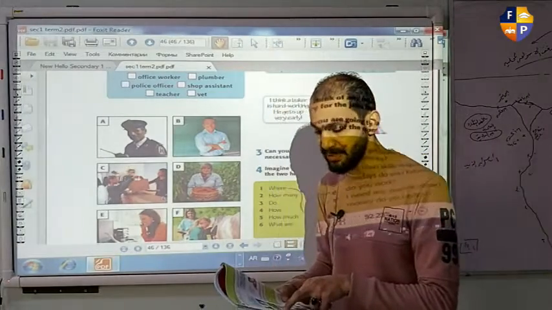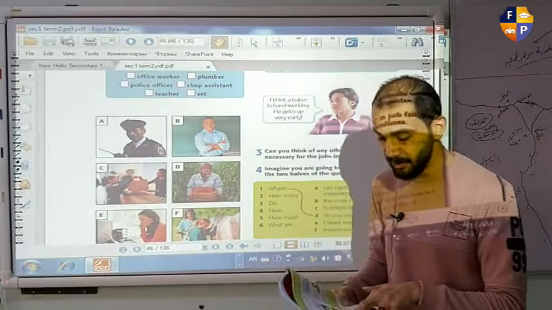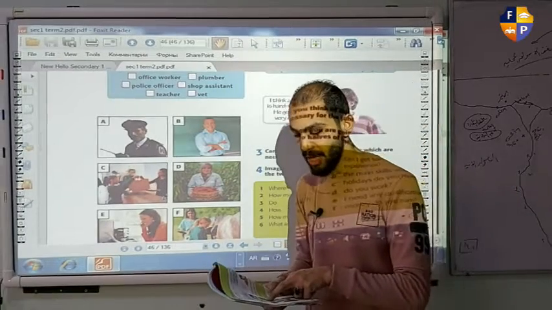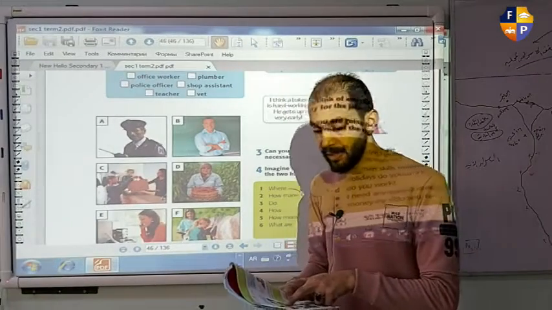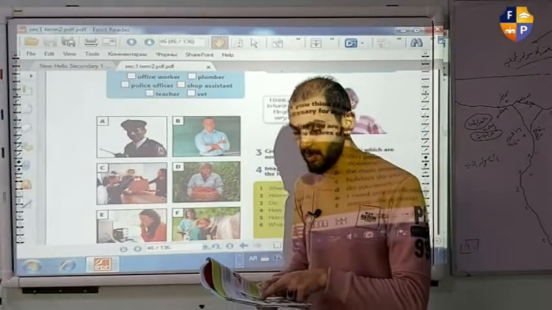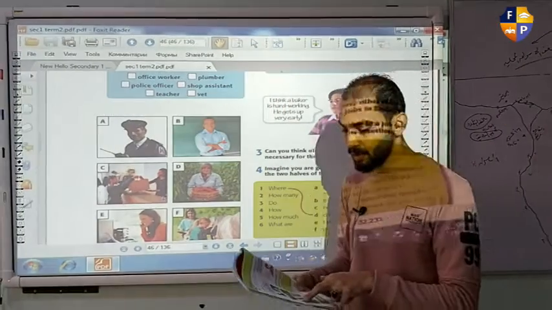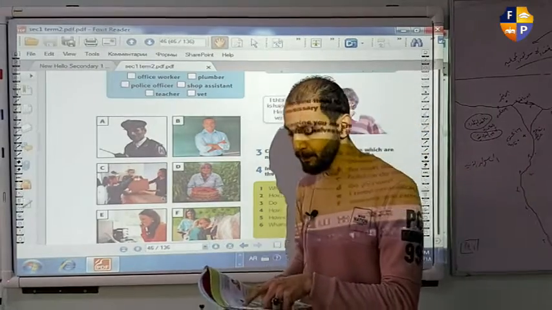Letter C is exactly shop assistant. Letter D takes, as we have here, a farmer. Letter E takes, yes, office worker.